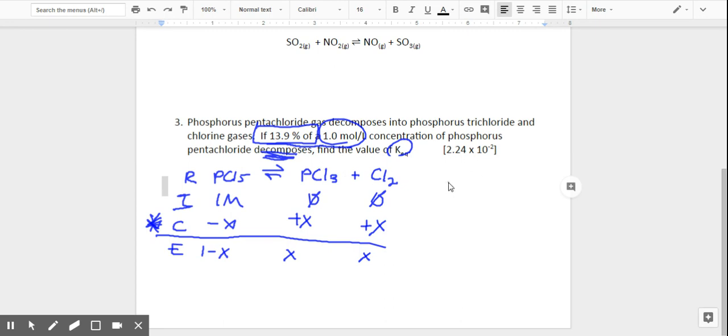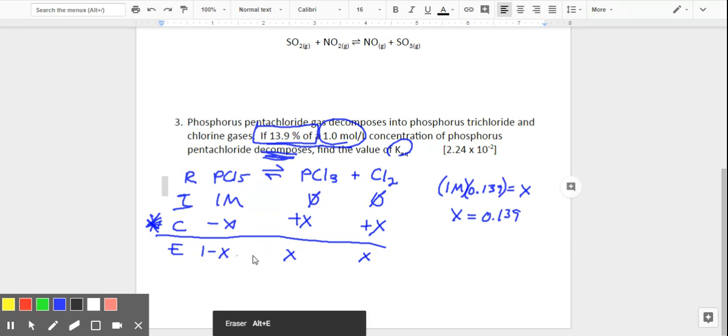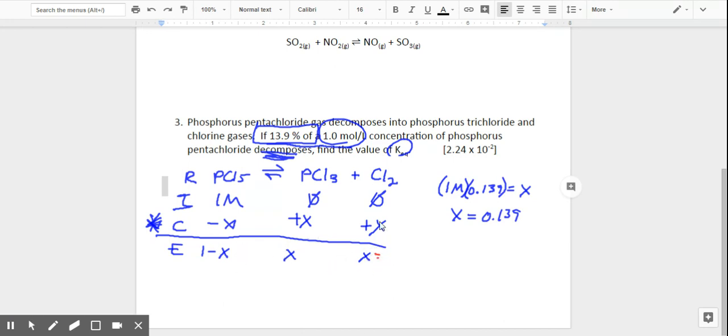So what I'm going to do is take 13.9% of 1 molar. Now remember, when you take a percentage of something, I can't say 13.9 times 1. I have to put that in decimal form. So it's going to be 0.139 times 1 that's going to tell me what x is. So x ends up being 0.139. So now all I'm going to do is use that value to solve for these equilibrium values. So this ends up being 0.139 molar. Same thing here, 0.139 molar. And 1 minus 0.139 gives me 0.861.